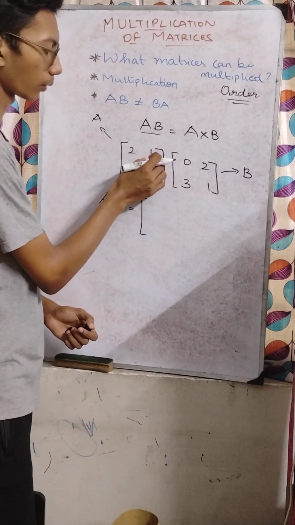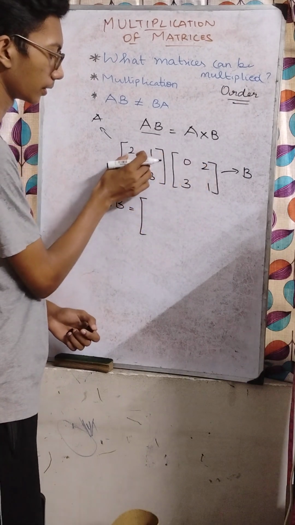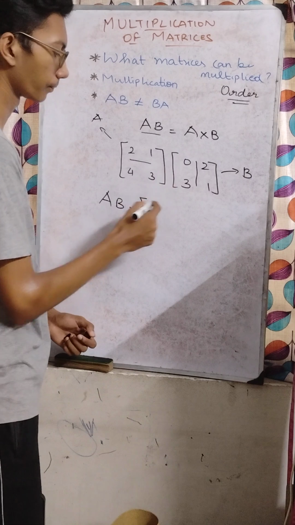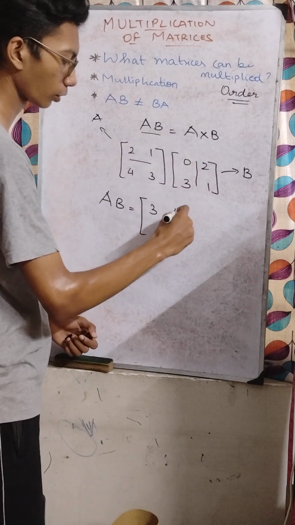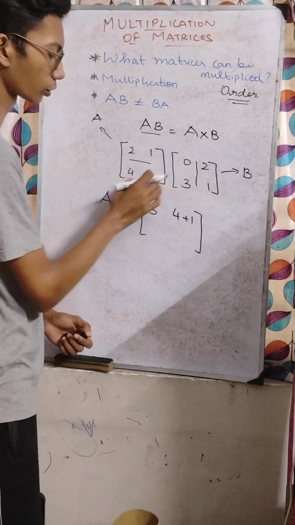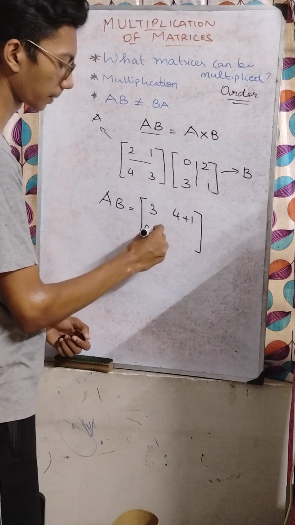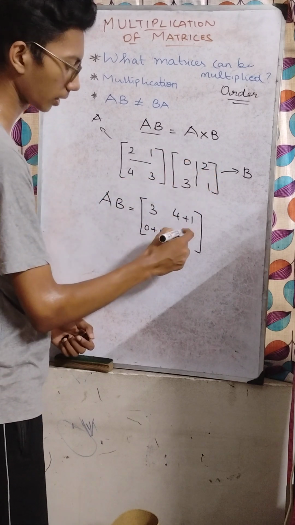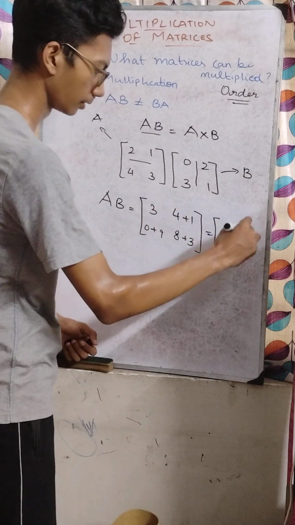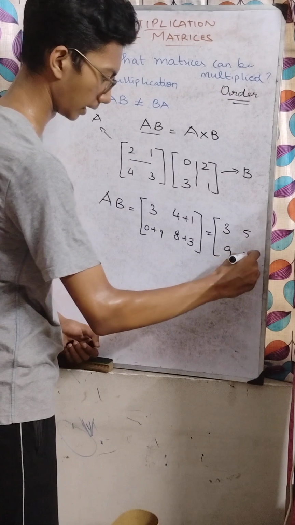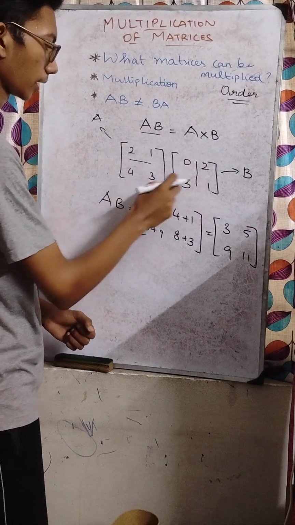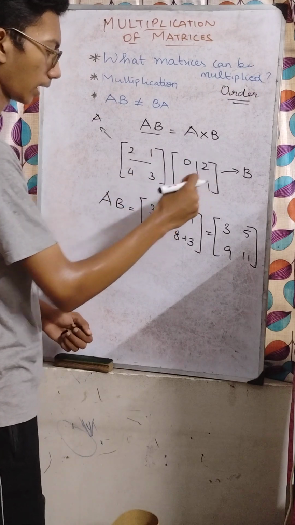So we'll find AB. 2 and 1 multiplied with 0 and 3. So 0 plus 3, 3. Again 4 plus 1. This row with this column. So 0 plus 9. This row with this column, 8 plus 3. So we have 3, 5, 9 and 11.